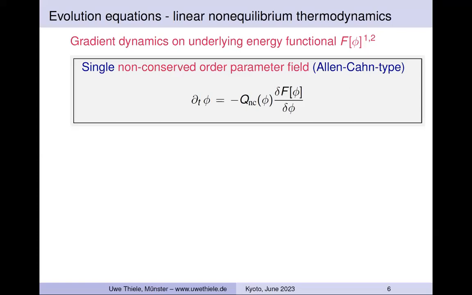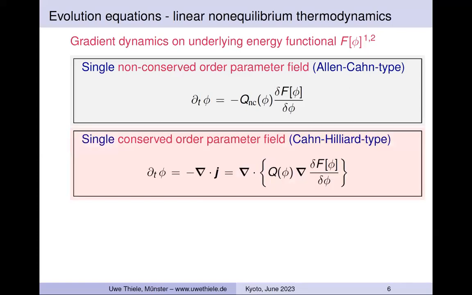And then you say, okay, my equation must have the shape of a conservation law, so it must be the time derivative of the concentration or some other scalar field equal to the divergence of the flux. And then you write the flux as a mobility times the gradient of your variation, right? And this would be the Cahn-Hilliard type model.